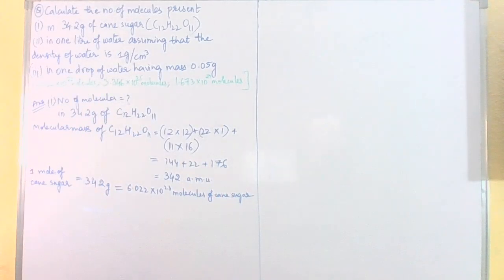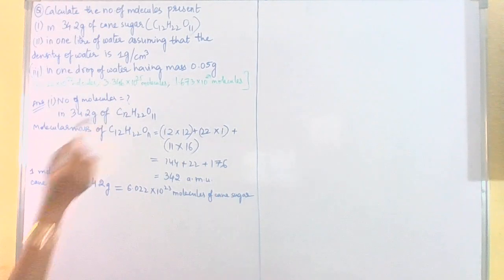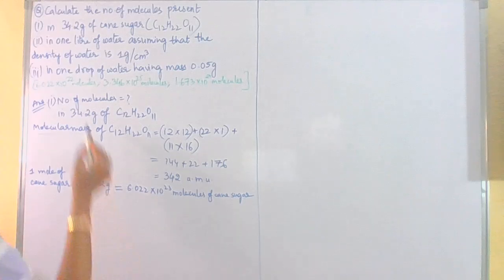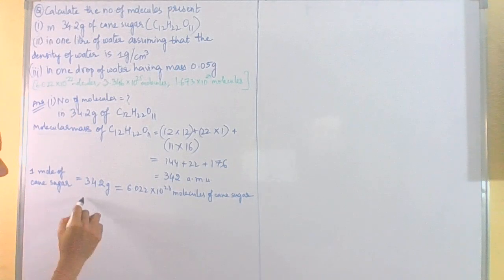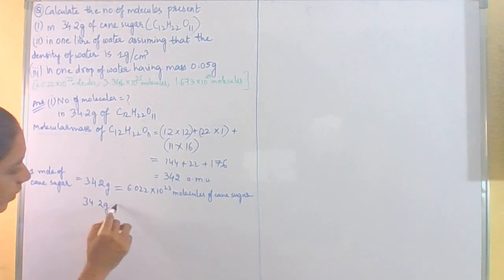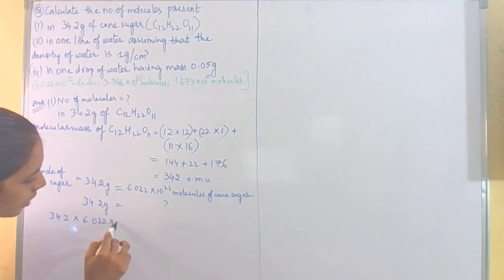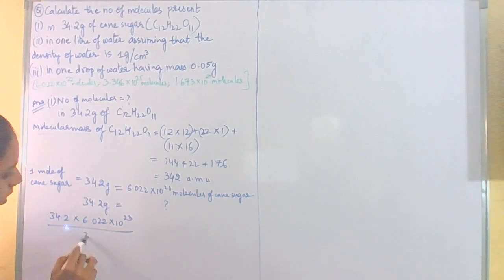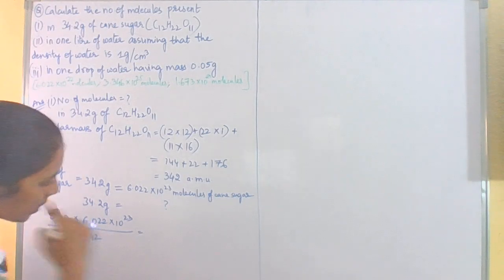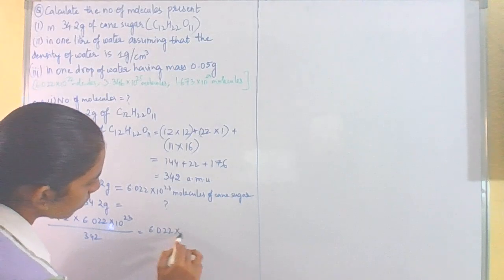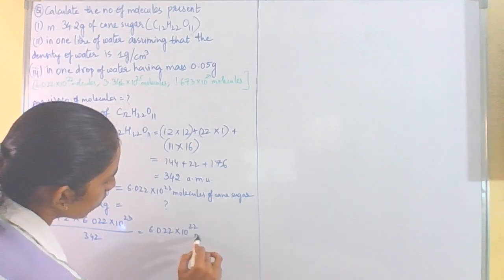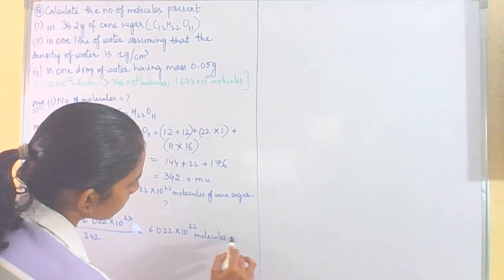Now, in 34.2 grams of cane sugar, how many molecules are present? In 34.2 grams of cane sugar, the number of molecules of cane sugar is 34.2 into 6.022 into 10 to the power 23 by 342, which is equal to 6.022 into 10 to the power 22 molecules of cane sugar.